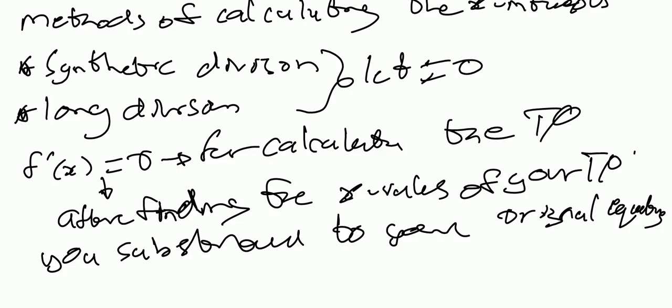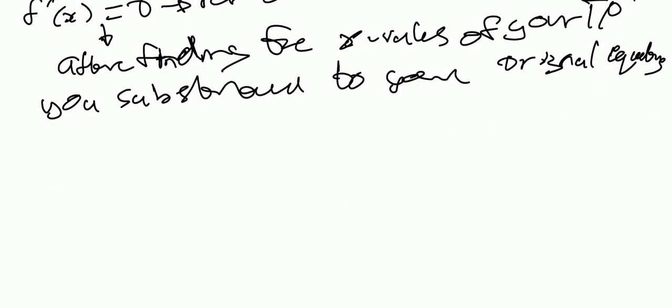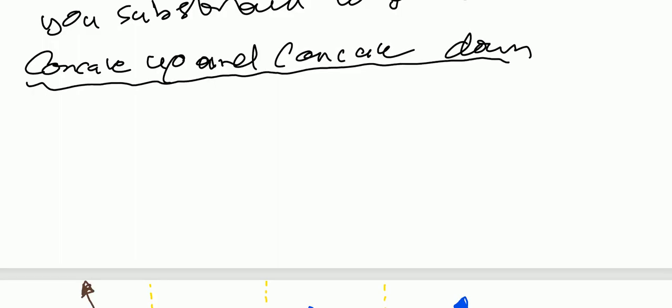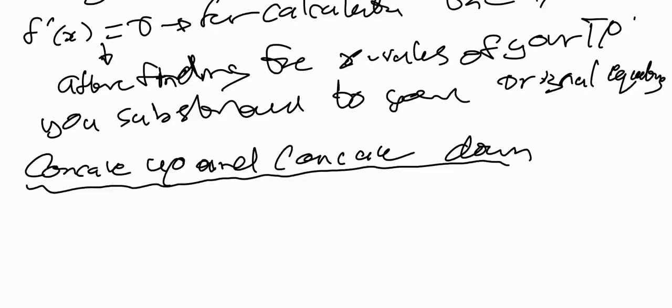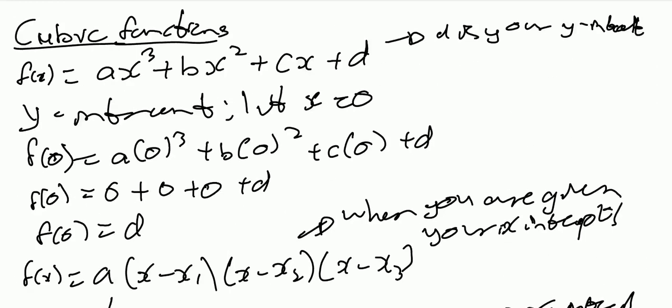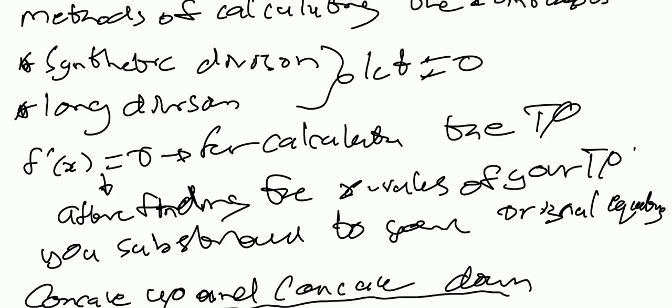But then we can see that our graph has two concaves. Remember, our parabola had only one concave. It's either concave up or concave down. So we have concave up and concave down. So since our cubic has these two things, from this shape we saw that it has concave up and concave down.